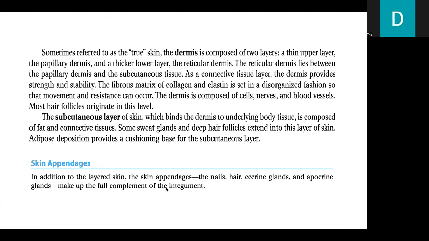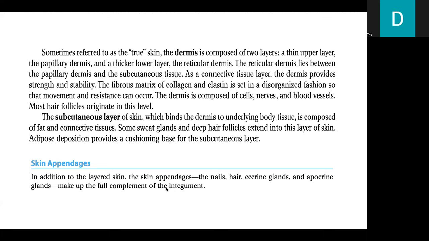Sometimes referred to as the true skin, the dermis is composed of 2 layers, a thin upper layer, the papillary dermis, and a thicker lower layer, the reticular dermis. The reticular dermis lies between the papillary dermis and the subcutaneous tissue. As a connective tissue layer, the dermis provides strength and stability. The fibrous matrix of collagen and elastin is set in a disorganized fashion so that movement and resistance can occur. The dermis is composed of cells, nerves, and blood vessels. Most hair follicles originate in this level.